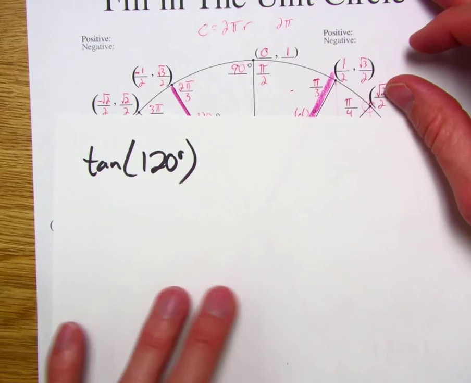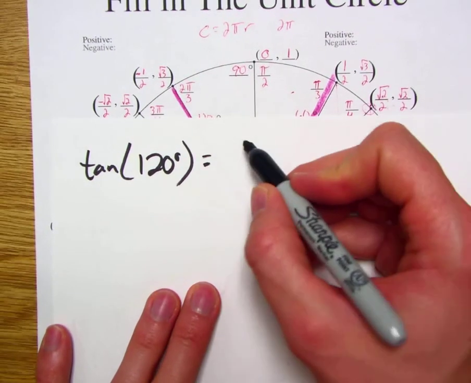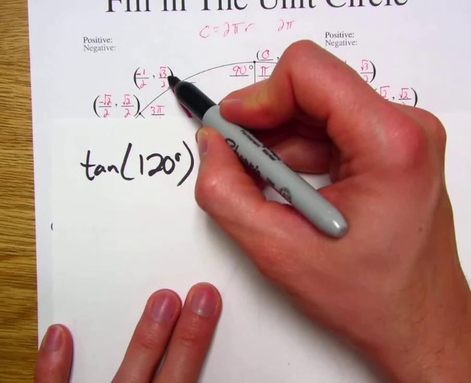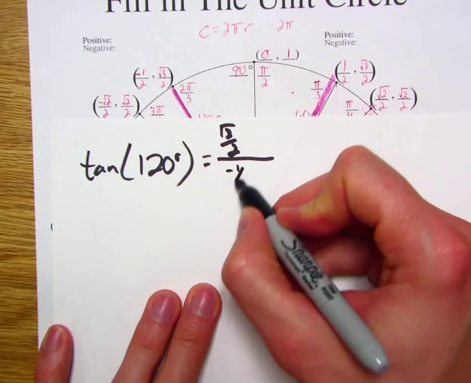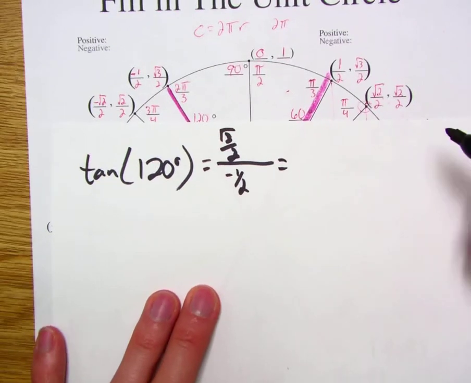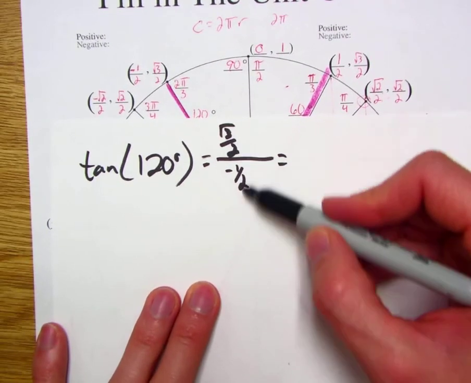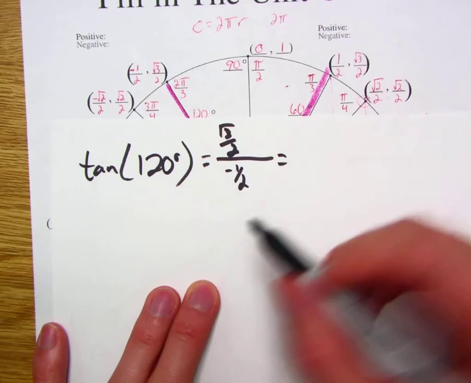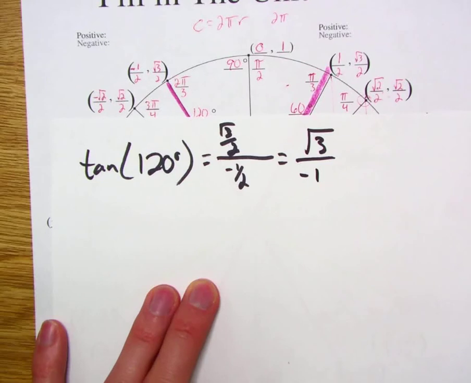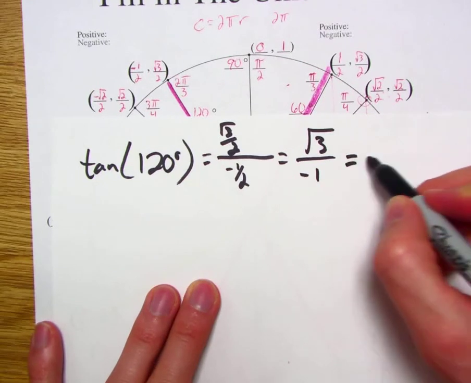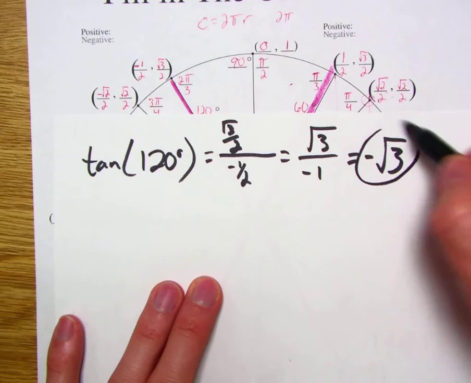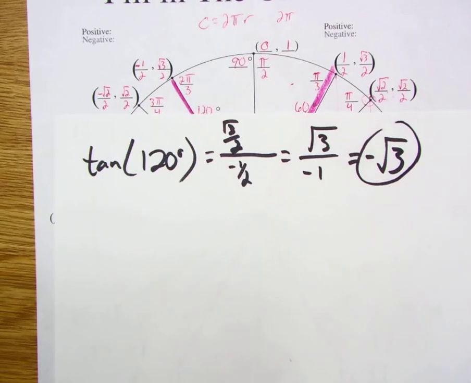So what I want to do then is take this and remember to do the y coordinate over the x coordinate. That's going to be the square root of 3 over 2 as the y coordinate, and then -1/2 as the x coordinate. When I simplify that, the first thing I could notice is both of these are over 2, so that actually kind of undoes itself. And so really it's the square root of 3 over negative 1. And the square root of 3 over negative 1 is just negative the square root of 3. So that would be what we call the exact answer for tangent of 120.